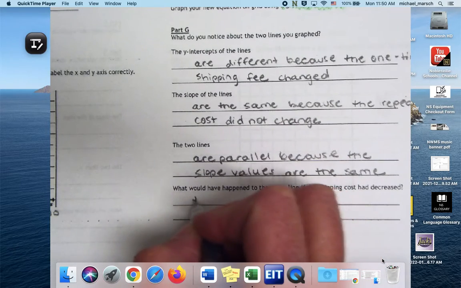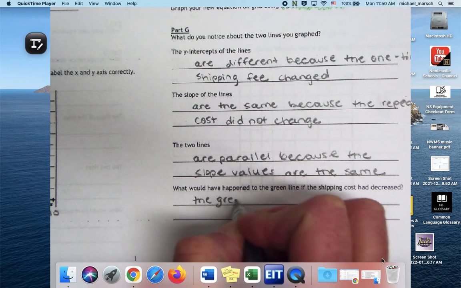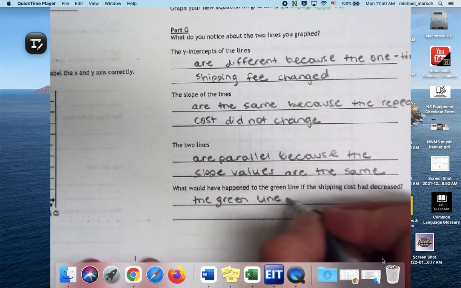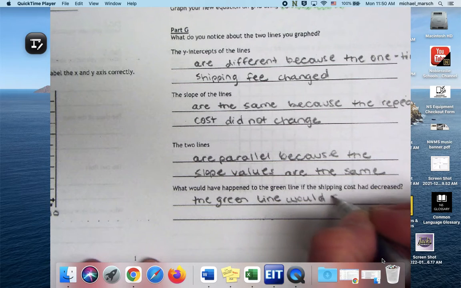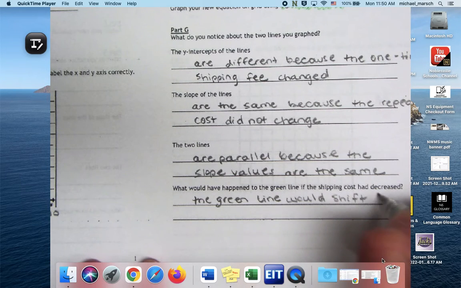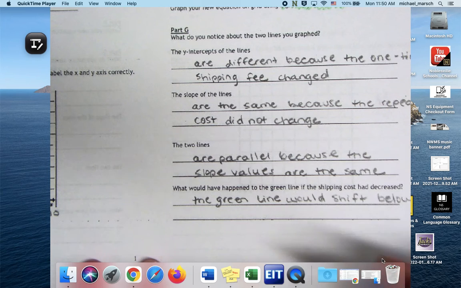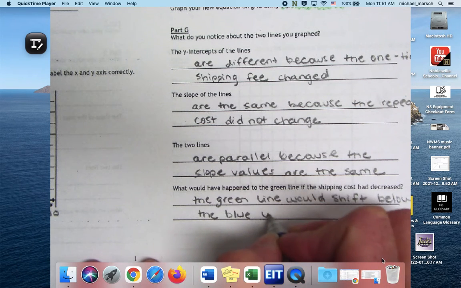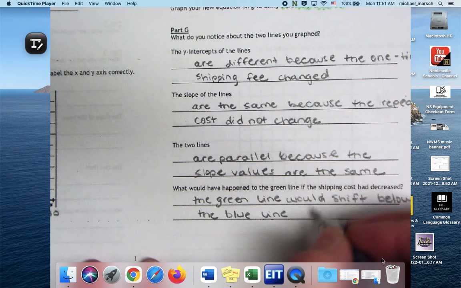The green line would shift below the blue line, but it would still be parallel.